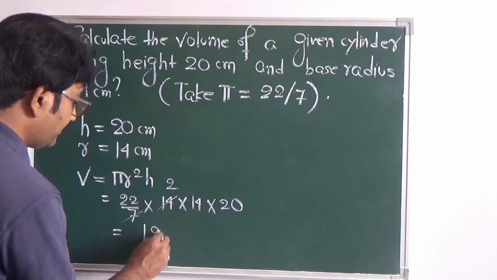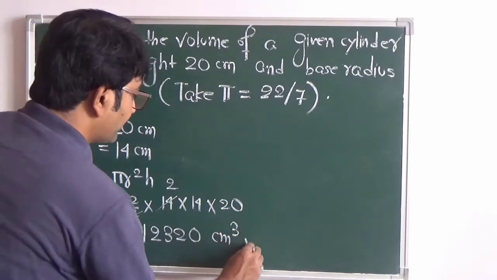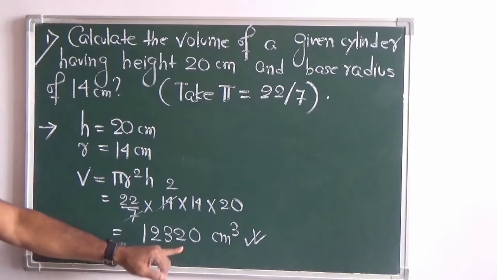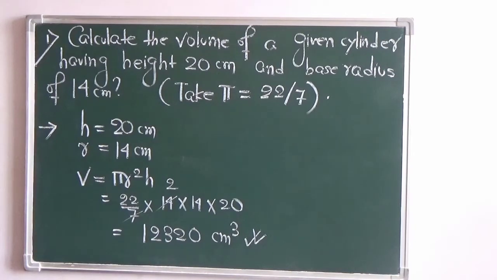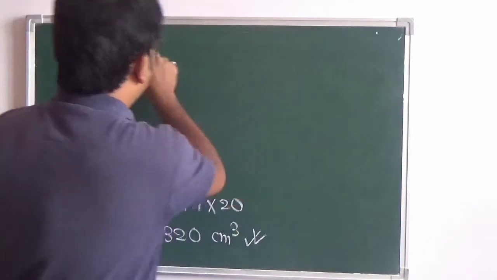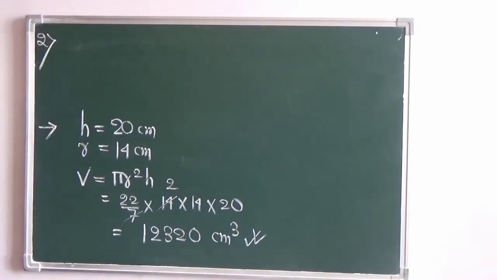That is 12320 centimeter cube. So the volume of the given cylinder is 12320 centimeter cube. Now moving on to question number 2. So go through this once again and then we move on.